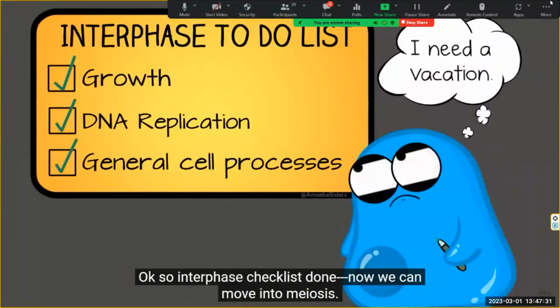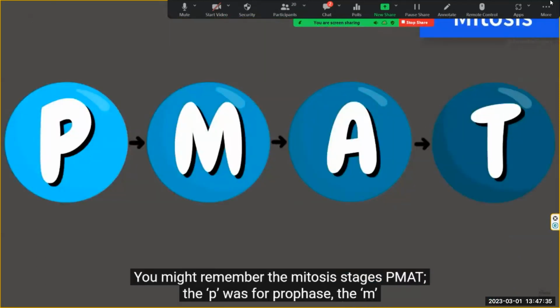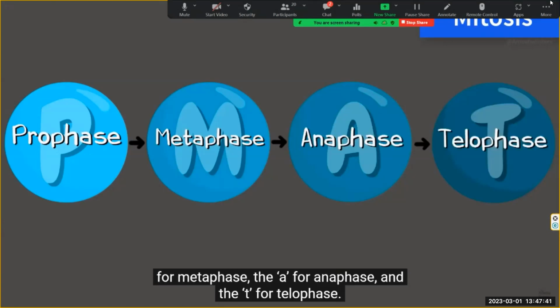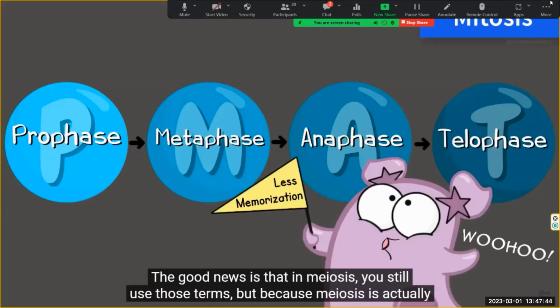Okay, so interphase checklist done. Now we can move into meiosis. You might remember the mitosis stages PMAT. The P was for prophase, the M was for metaphase, the A for anaphase, and the T for telophase. And the good news is that in meiosis, you still use those terms.